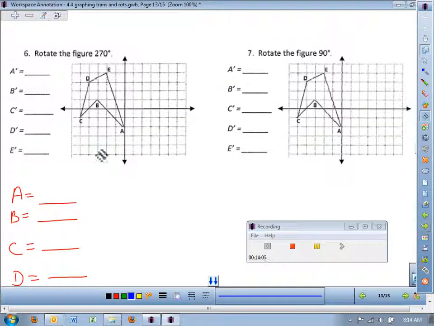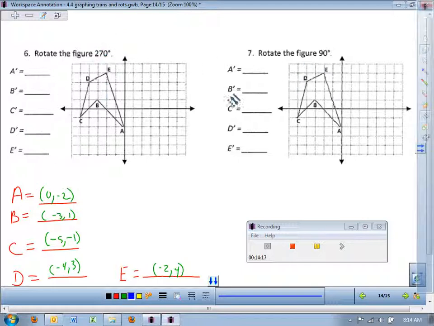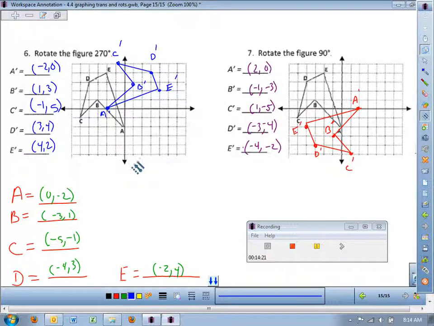And then the last two, figure out where your original points are first. A, B, C, D, and E. It's the same graph on both of them, so just over here on your left margin, which I didn't have room for. Then use your rules. Go ahead and do both of them. Just pause the video, do both of them. When you're done, they should have looked like so.